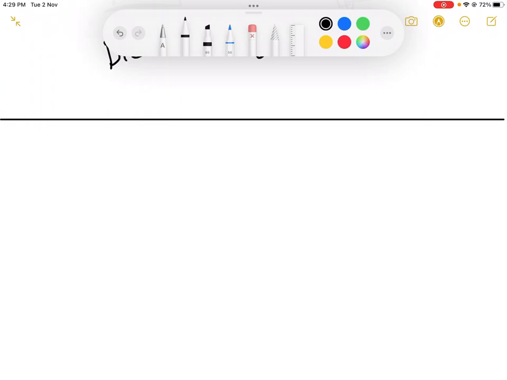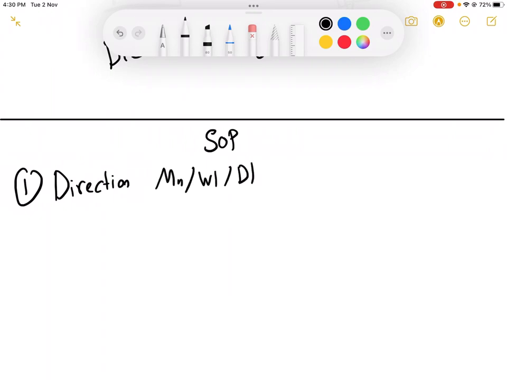So this is the combination, which we'll talk about the SOP, the proper way for us to do analysis. The SOP, the first one, is we look for the direction, from monthly, weekly, or daily. It depends on you whether you are a swinger, scalper, or intraday. So you need to analyze the direction first.